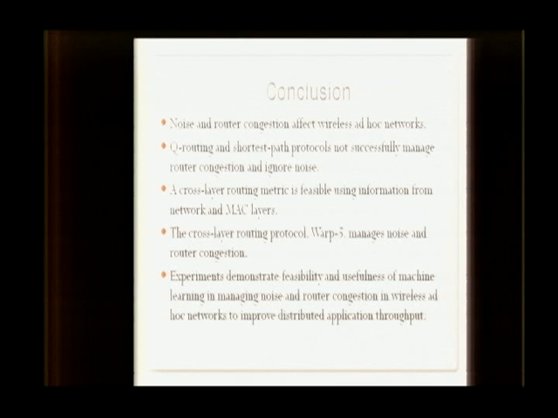Nothing new to anyone here, of course. Queue routing and shortest path routing protocols, queue routing being a machine learning protocol, do not manage noise. A cross-layer routing metric is feasible using time and information layers to manage noise and network congestion. This cross-layer routing protocol has been applied to OR5, it manages noise and congestion, and the experiments demonstrate the feasibility and usefulness of machine learning in managing noise and router congestion.